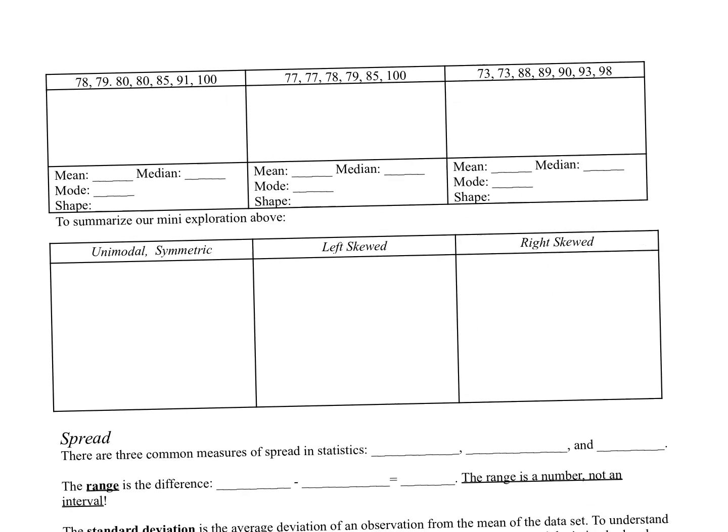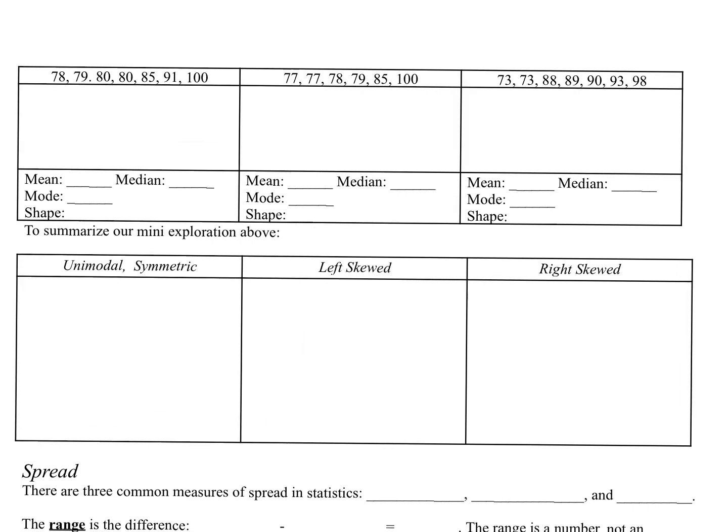So let's take a look at some examples to help us determine when we want to use mean, and when we want to use median. I have 3 sets of data here, and I'm going to create some really rough histograms. We're going to calculate the mean, median, and mode, and then we're going to talk about the shape of each of those distributions.